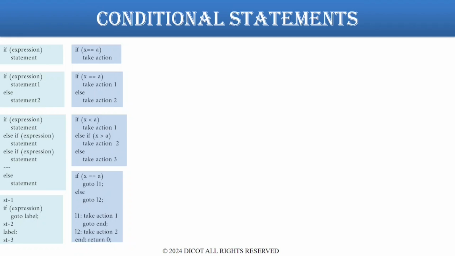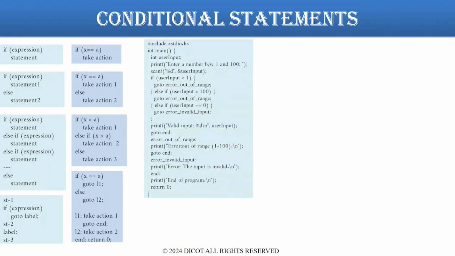Let's consider one more simple example with a combination of if, else if and goto. This program receives and validates whether a number falls in the range 1 to 100. Any number less than 1 or greater than 100 is considered an out of range number, and the program will throw an error, out of range. Any number with a value 0 is considered invalid, and the program will throw an error, invalid input. In all other cases, the number is considered valid.